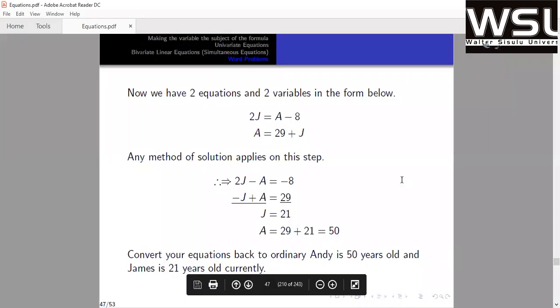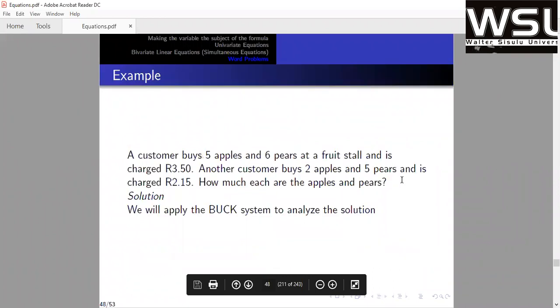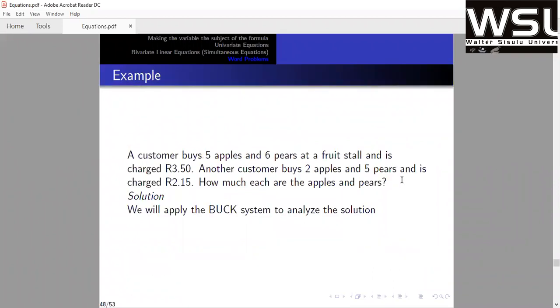Now, go to the second one. A customer buys 5 apples and 6 pears at a fruit stall and is charged 3 rand 50. Another customer buys 2 apples and 5 pears and is charged 2 rand 15 cents. How much are the apples and pears each?